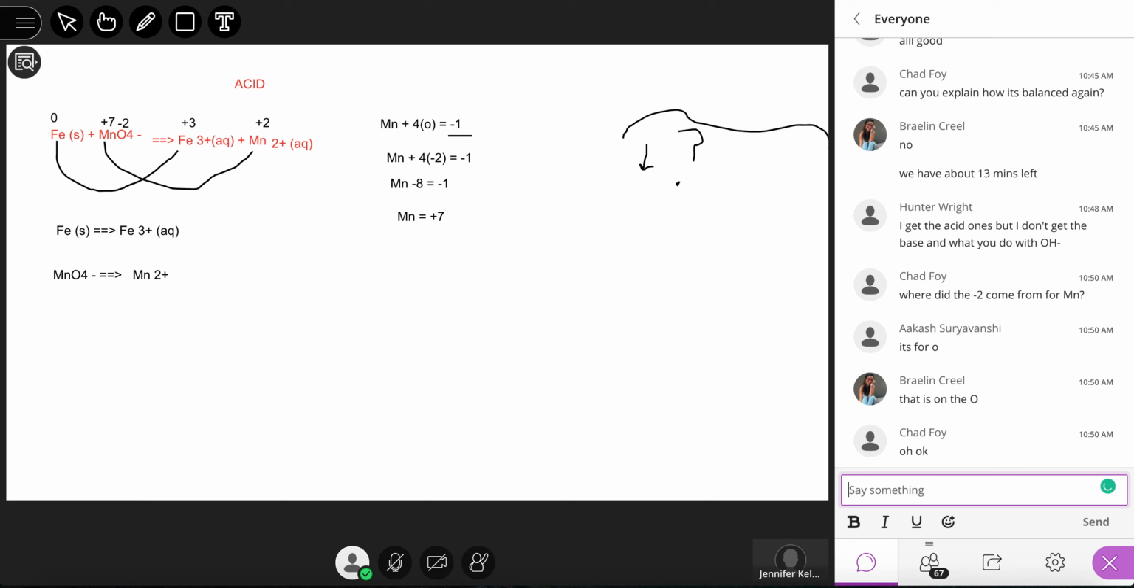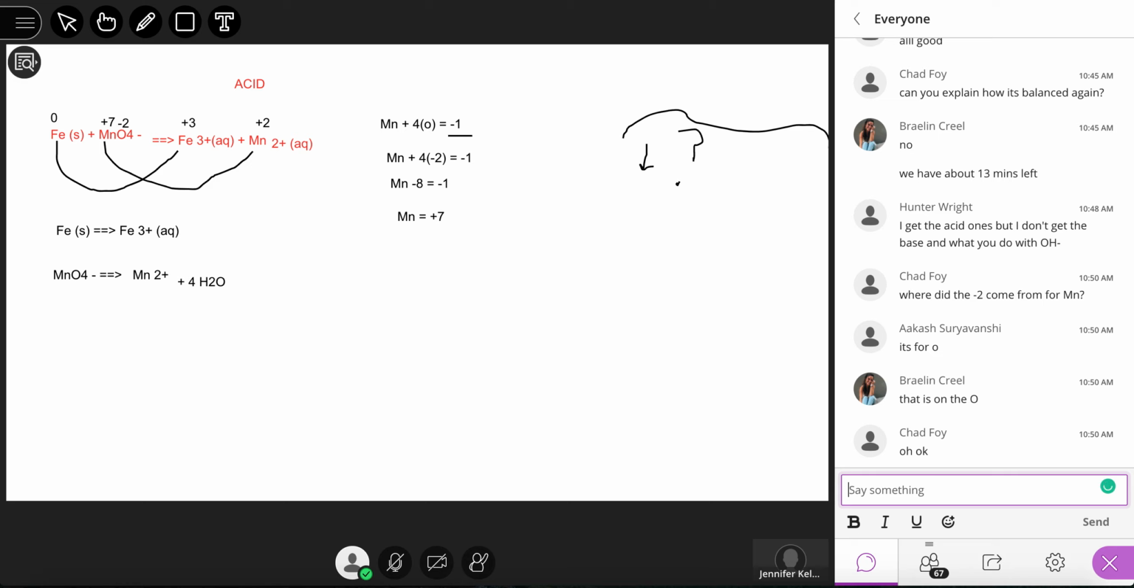Now we want to balance that nasty oxygen. I have oxygen on the left. If you have oxygen somewhere, but you don't have it balanced, wherever you have less, you're going to add water to balance it out. In this case, I have oxygen on the left, so I'm going to add water on the right to balance that oxygen. And since I have 4 oxygen, I have to add 4 water because each water has 1 oxygen in it. So now I have 4 oxygen on the left and 4 oxygen on the right.